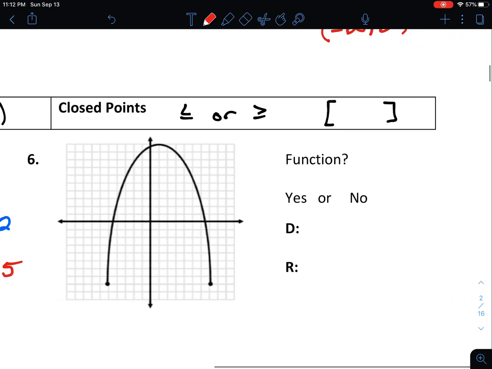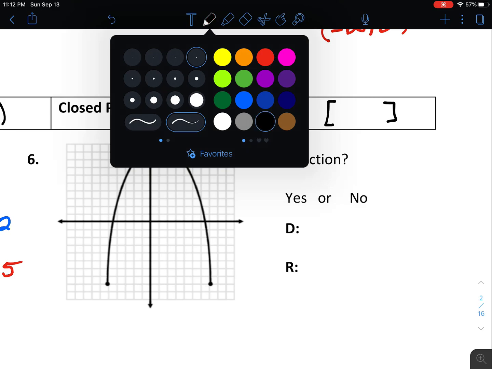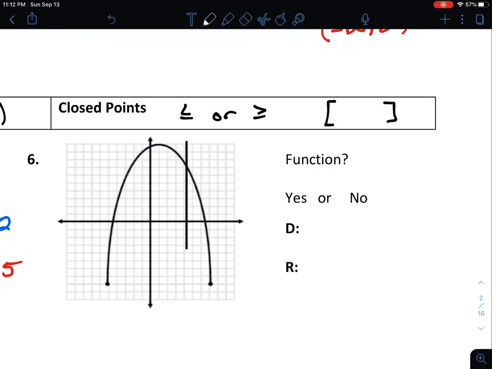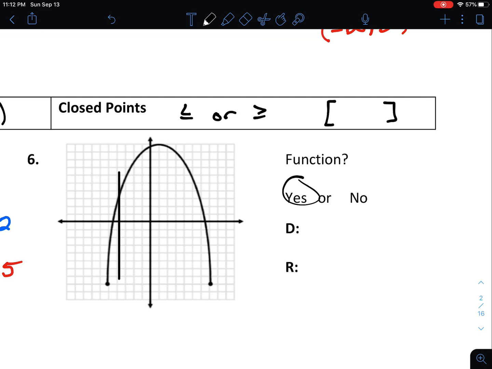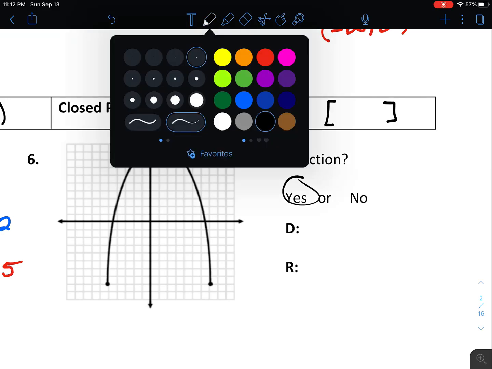All right, one more of these. So on number 6, let's first decide whether or not this is a function. It's a vertical line test. Drawing that vertical line, as I move that throughout my function, it's only going to ever cross once. So we are good to say, yes, this is a function.